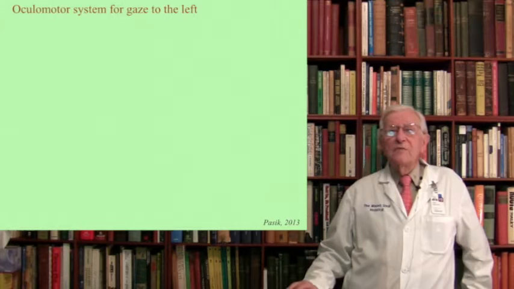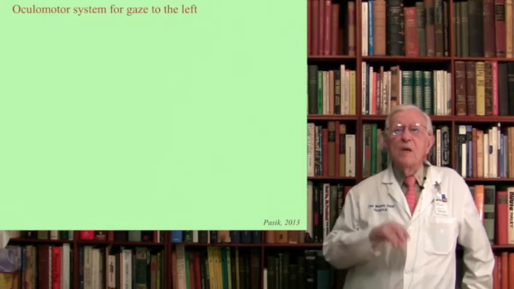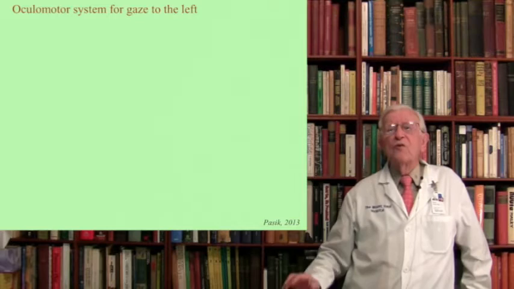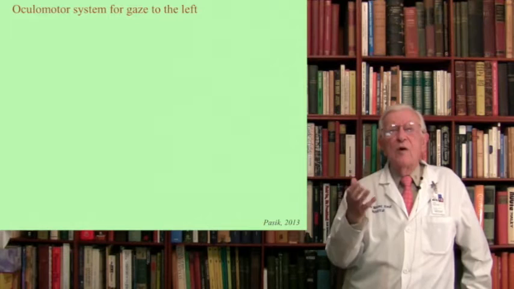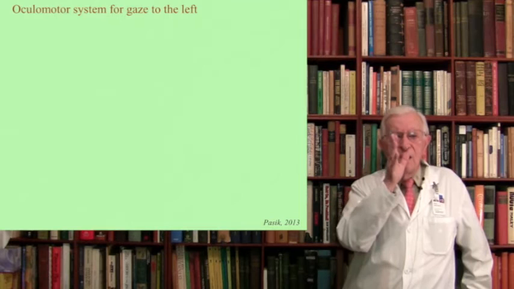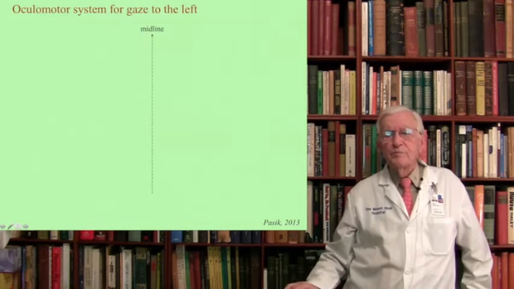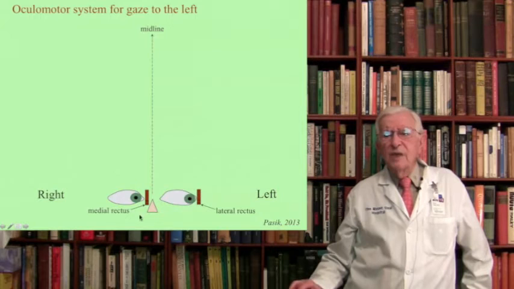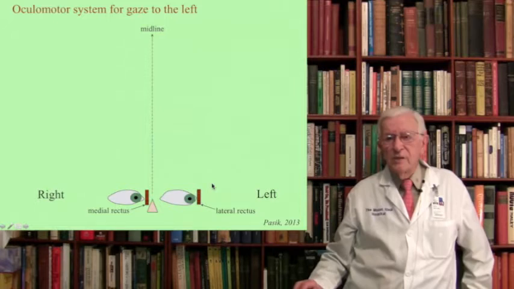All right, so now let's review the whole system from top to bottom, let's say, and use as an example a deviation of gaze to the left. What's the mechanism and what are the structures and networks implicated in moving your gaze from in front of you to your left side? You have a midline here. This is the right eye and this is the left eye. So you are executing a conjugate gaze to the left. That's what you're executing. How do you do that?